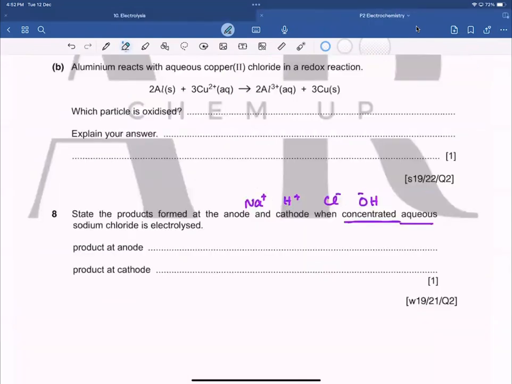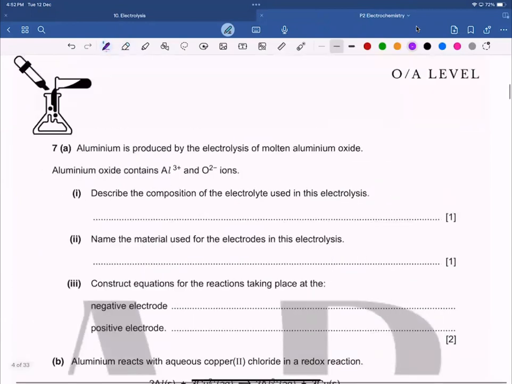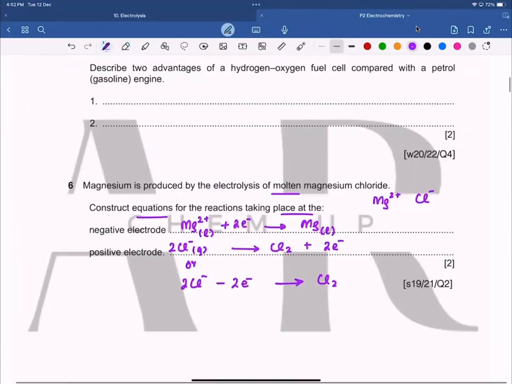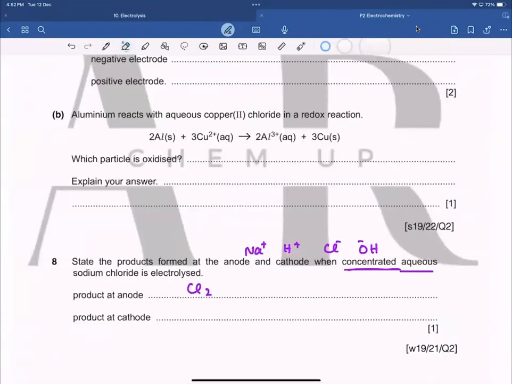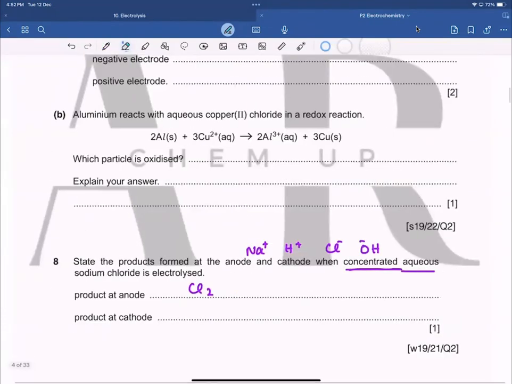So chloride ion is going to react at the anode, but they didn't ask you for the equation or the observation, they just asked you for the product. So what do I write as the product? Chlorine gas, Cl2. In the previous question we also made chlorine the product. Now, at the cathode, which ion is going to reduce, sodium ion or hydrogen ion?